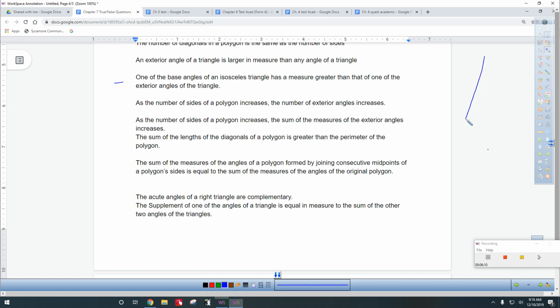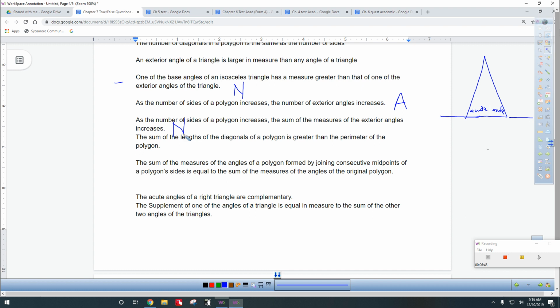If we have an isosceles triangle, these have to be acute. They have to be. The vertex angle could be obtuse, but the base angles have to be acute. And so both of the base angles will be smaller than the exterior angles. Never true. As the number of sides of the polygon increases, the number of exterior angles increases. Always true. As the number of sides increase, the sum of the measures of the exterior angles increases. Never true. What's the sum of the exterior angles, Carson? Always 360.